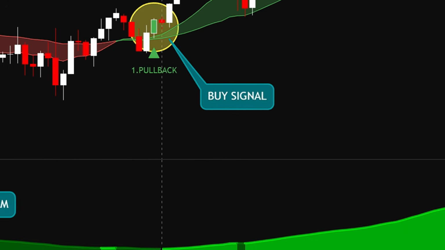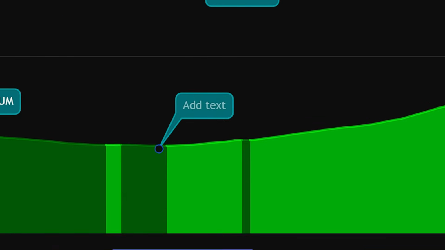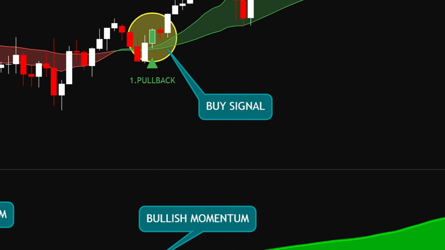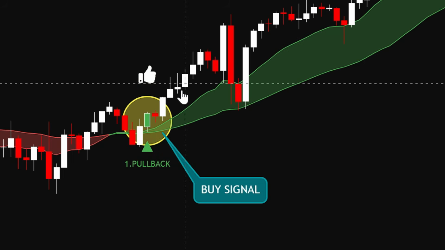Now check out the MACD4C again. The momentum is still green, meaning it's still bullish. So the buy signal is actually valid. That's our trend confirmation.